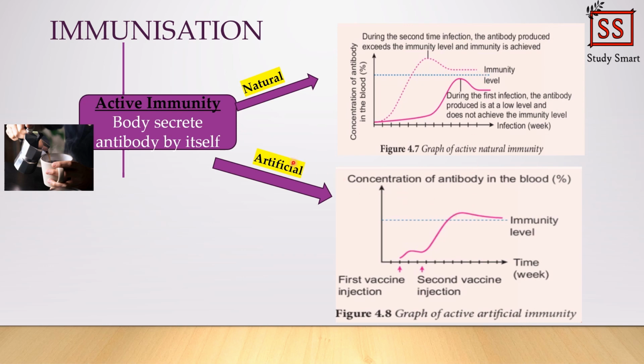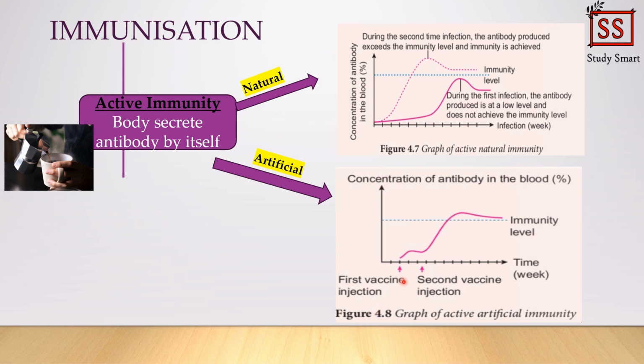Alright, now we go to the artificial active immunity. You get artificial active immunity through the injection of the antigen. A fake antigen, when injected into your body, will create the antibody for the fake antigen. This occurs by the injection of the vaccine. This is what we call vaccination.